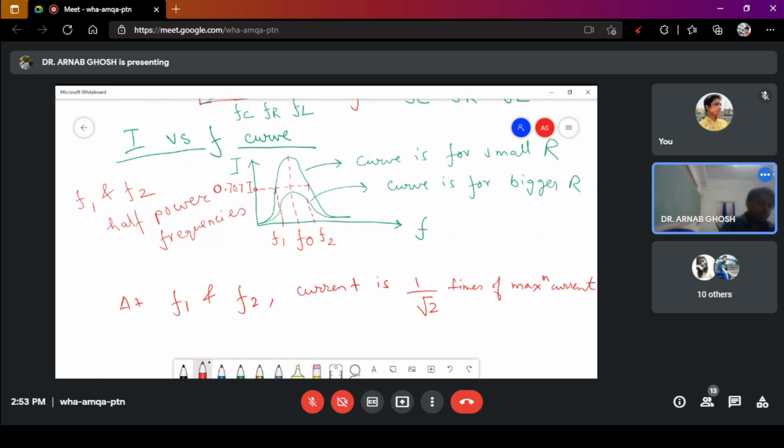Okay. So initially, what was the power? Initially, our power was I0 square R. What is the power at F1? This will be (I0 by root 2) whole square into R. That is half I0 square R. So this is half of the original power at F1 and F2. So F1 and F2 are known as the half power frequencies.